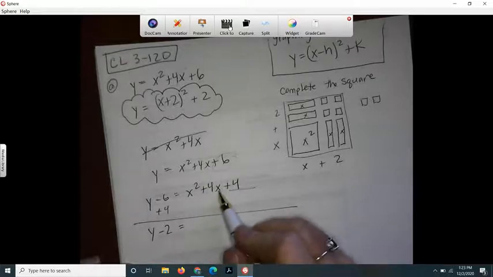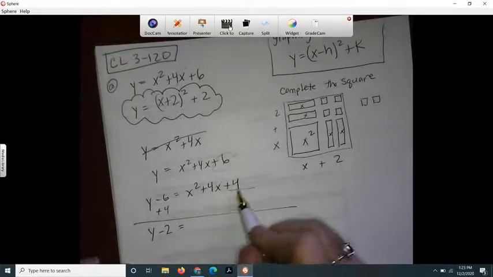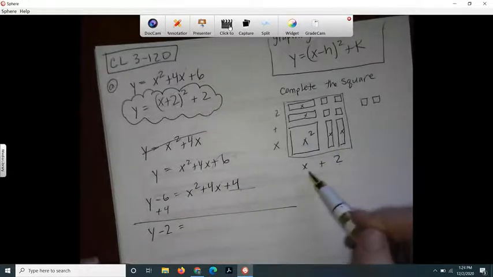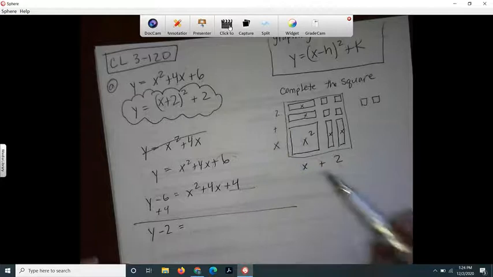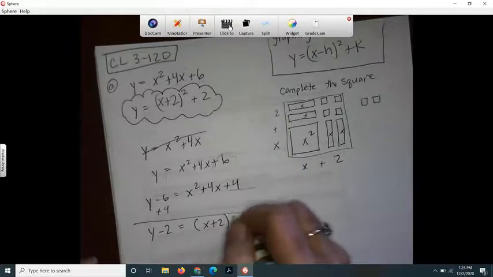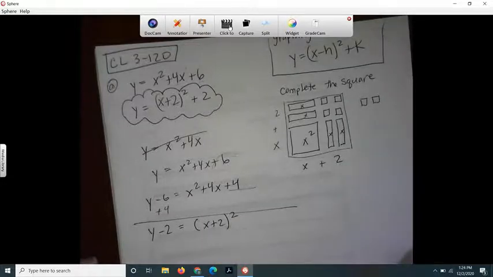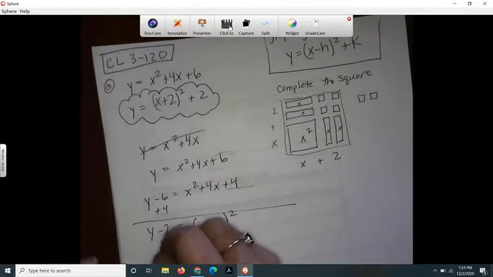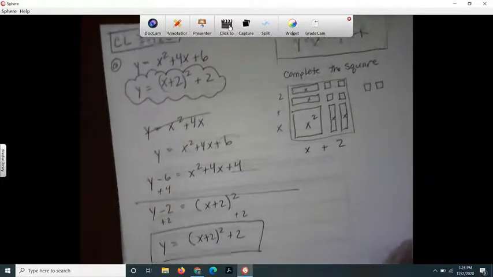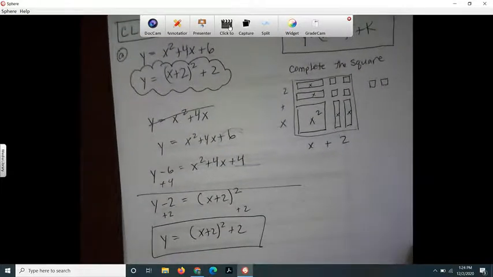It's set up perfectly to make a perfect square, and we already know what the perfect square is going to be. It's going to be x plus 2 times x plus 2. So you can write it as x plus 2 squared. And then you just move the 2 over to the other side. So we get y equals... I'm just showing you the 2 different ways to do it. Anyway, we have it in graphing form.